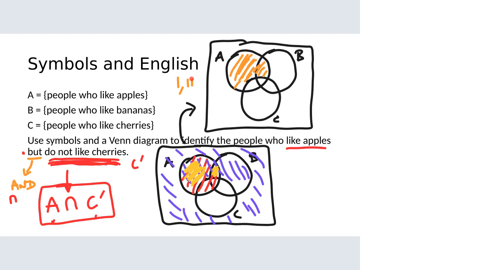And if you look at the picture and kind of think about it for a minute, what we're saying is we want the people who like apples. Okay, that's these people right here. These are the people that like apples. But we want to make sure that they don't like cherries. So that means we don't want to include anybody who likes cherries, so we need to throw them out. And so we end up with just regions 1 and 2. Let me know if you have any questions on that before we move to one more idea for today.